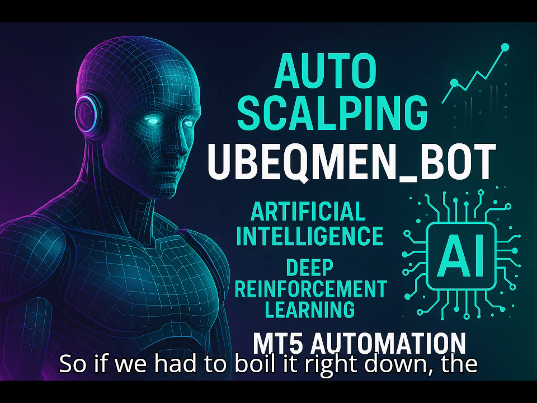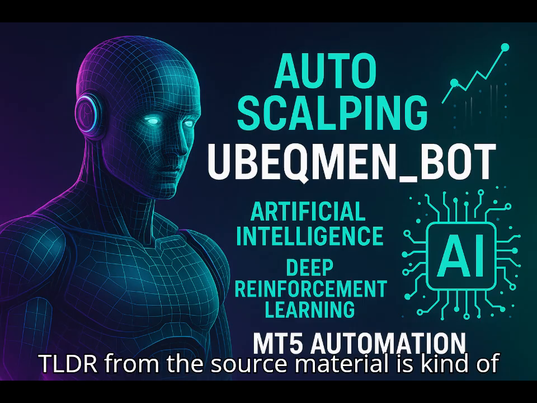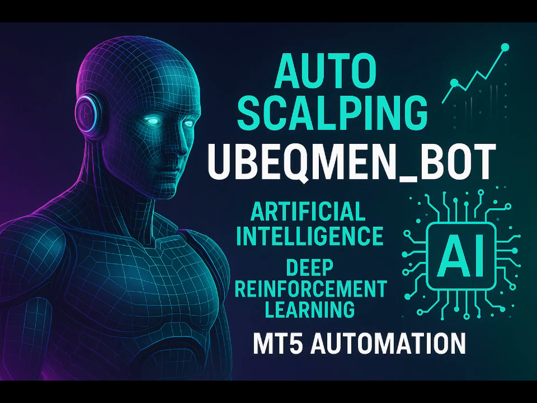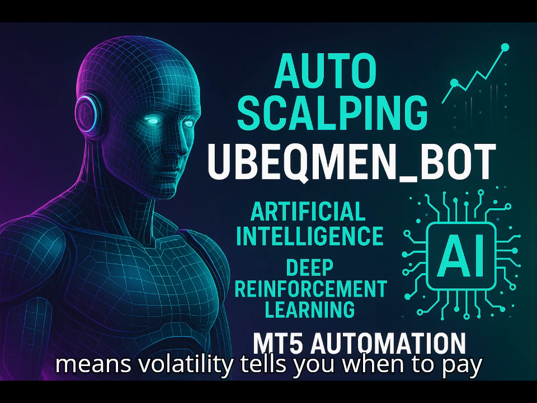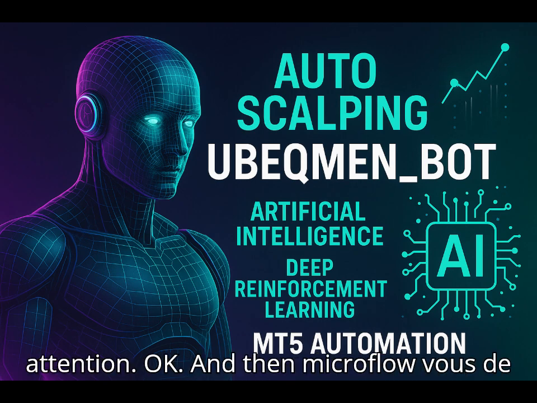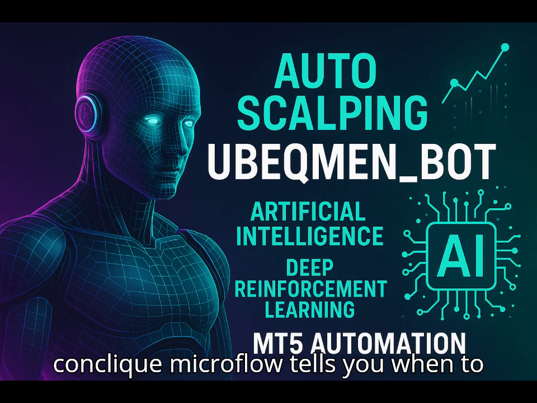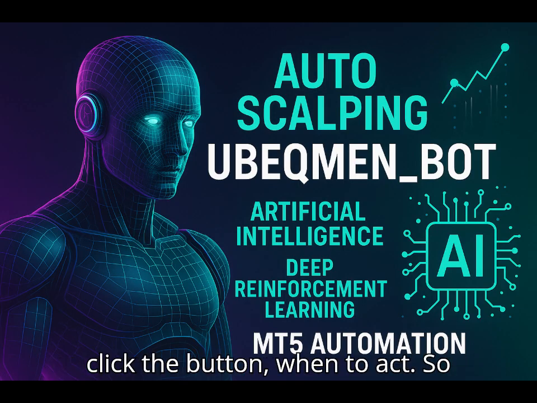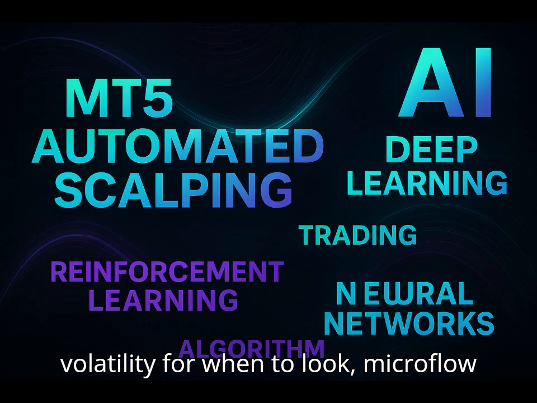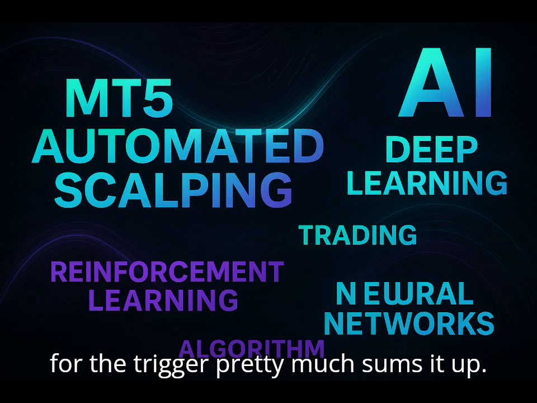So if we had to boil it right down, the TLDR from the source material is kind of neat, actually, to use a bit of French. La vol vous dit quand vous devez vous intéresser, which means volatility tells you when to pay attention. Okay. And then microflow vous dit quand cliquer. Microflow tells you when to click the button. When to act. So volatility for when to look, microflow for the trigger. Pretty much sums it up.